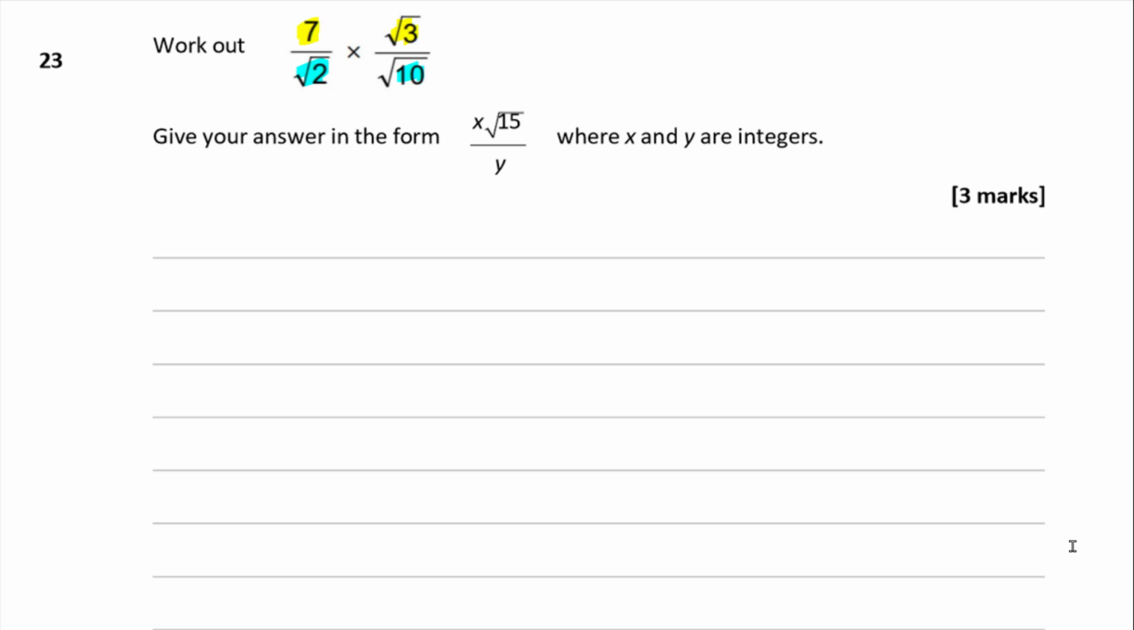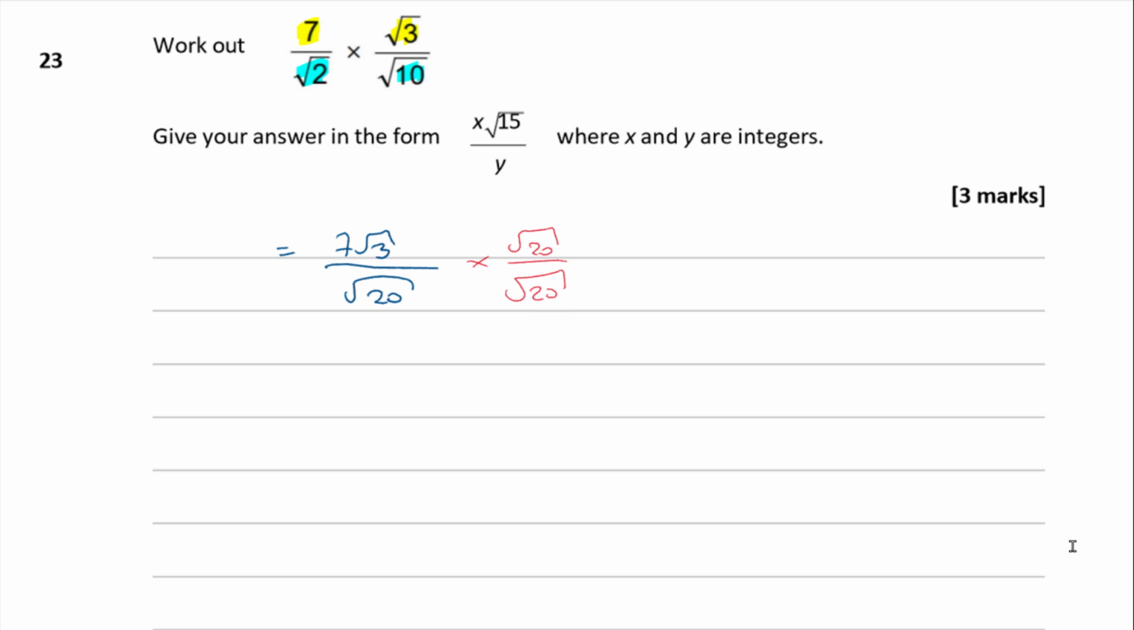So here I'm going to get 7 times root 3, which is just 7 root 3. Root 2 times root 10, I can say that's the same thing as the root of 2 times 10, which is the root of 20, isn't it? So that becomes the root of 20 there. Okay, and to rationalize this, because I've got root 20 on the bottom, it's not very nice, is it? So to make it look a little bit prettier, we can times top and bottom by the root of 20, like that.